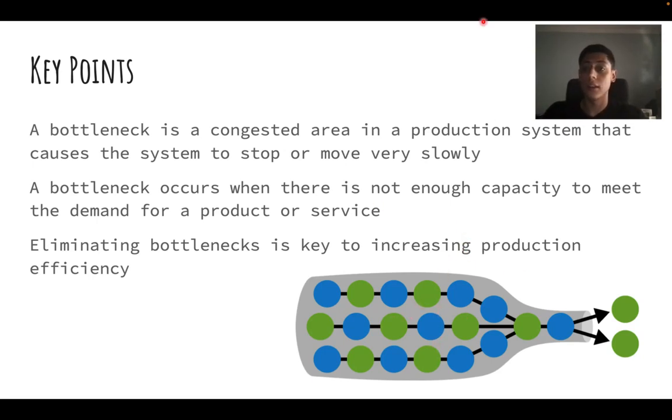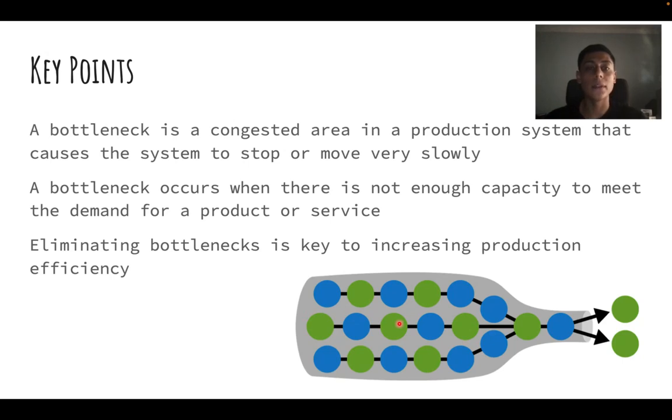So, just to summarize, a bottleneck is a congested area in a process flow that causes a flow to stop or move slower than all other points. As you can see here on this graphic, up to this point there's just this many products being pushed through a process flow. But once it reaches the bottleneck, we can only process 1 to 2 at a time, rather than being able to process all of these at once.